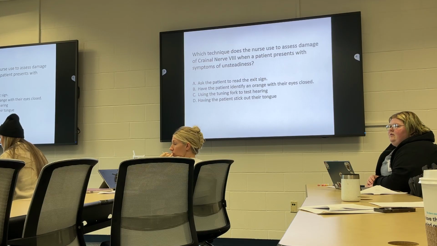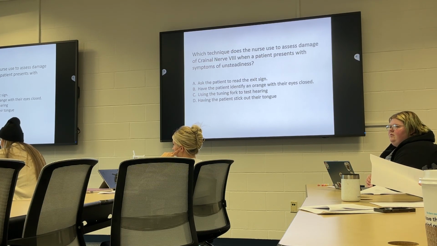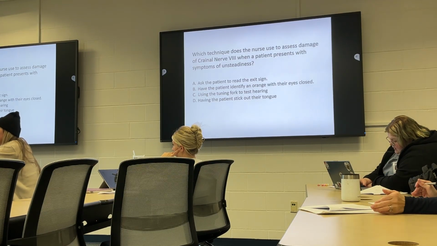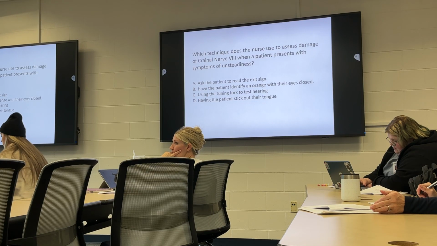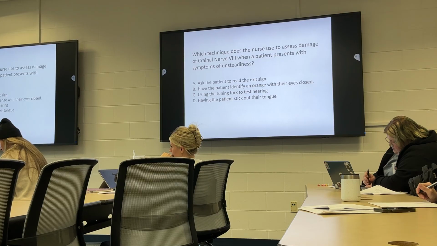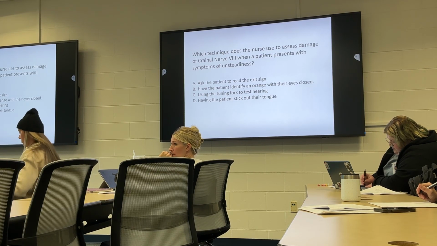But okay, ask the patient to read the exit sign. We know that's the occipital lobe or cranial nerve 2, the optic nerve. Have the patient identify an orange with their eyes closed. That's true, but that's cranial nerve 1. Using the tuning fork for a hearing test, and you're like, well, I'm not assessing hearing, I'm assessing unsteadiness. Having the patient stick out their tongue, so that's cranial nerve 12.